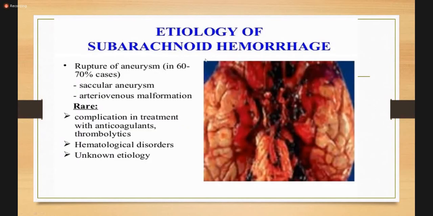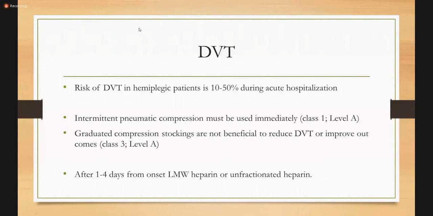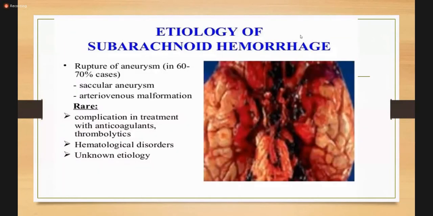Now we come to the subarachnoid hemorrhage. What is the etiology? In 60 to 70% of the cases it is the rupture of an aneurysm. Other causes are mycotic aneurysm and AV malformations. Complications of treatment with anticoagulants or thrombolytics can also lead to hemorrhage. Either the patient has a neurological disorder or the cause is unknown.